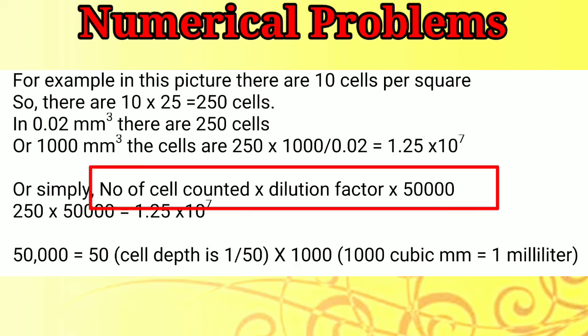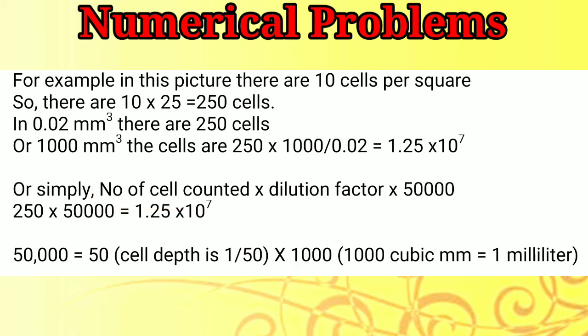Or simply, you can use this equation, number of cells counted into dilution factor into conversion factor. Here, the conversion factor is 5 into 10 to the power 4. So number of cells are 250 into 5 into 10 to the power 4, or 1.25 into 10 to the power 7.